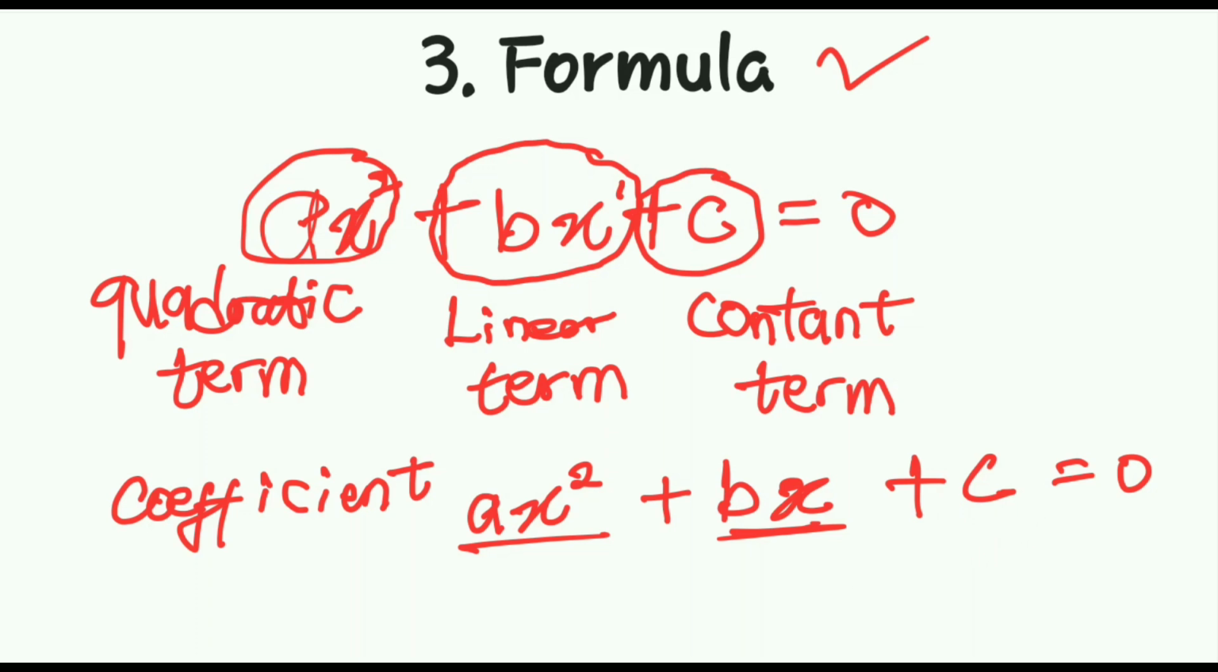You can have equations in different forms. The constant term is that term that does not have the variable. For instance, let's say we have an expression like 4y squared plus 3y minus 2 equals 0. This is the quadratic term. This is the linear term, and minus 2 represents the constant term. The constant term is that term that does not have the variable.